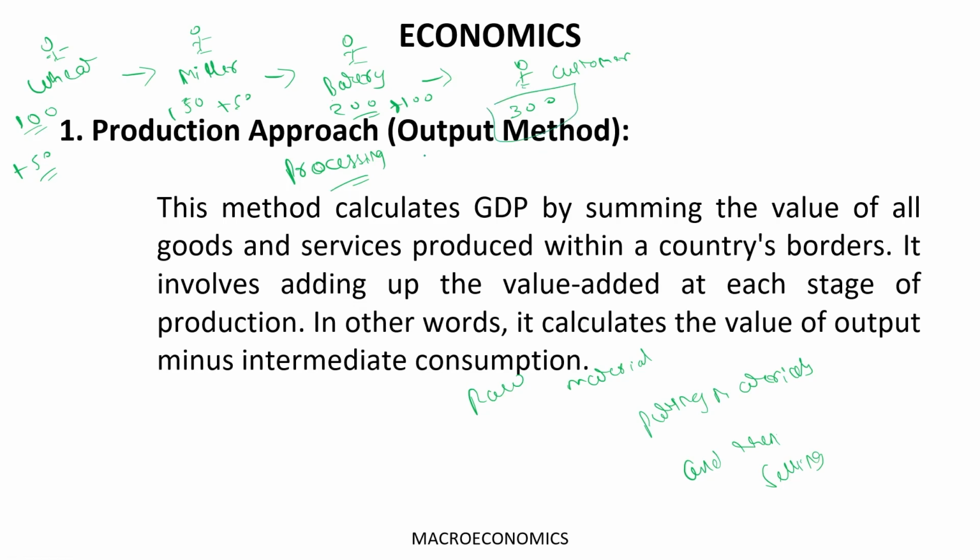Now, what is the price to be paid by the customer? 300 rupees. Now you can see the good which started at 100 rupees now has a value of 300 rupees. It means 300 minus 100, how much value has been added? 200 rupees of value has been added. So this is the production approach, or value added approach.